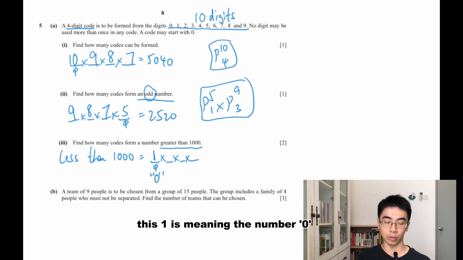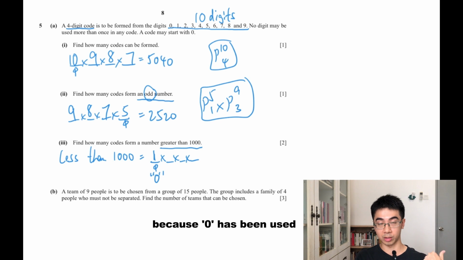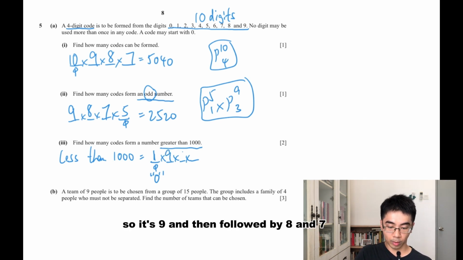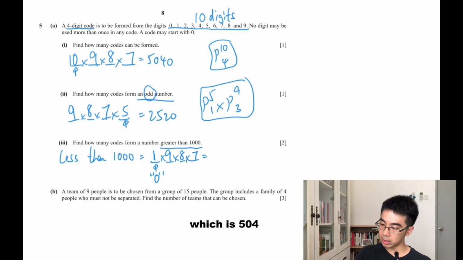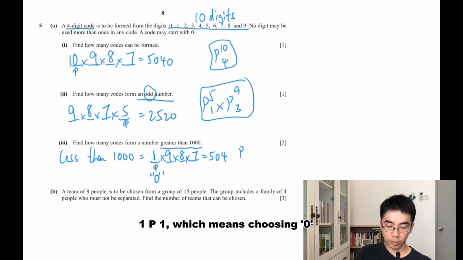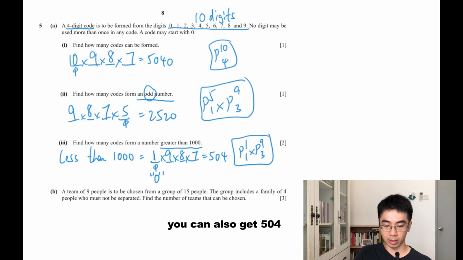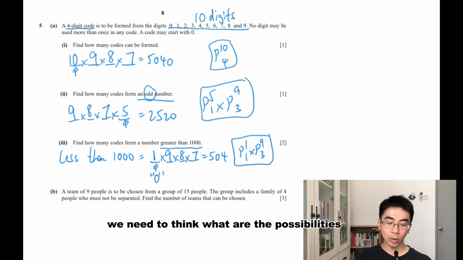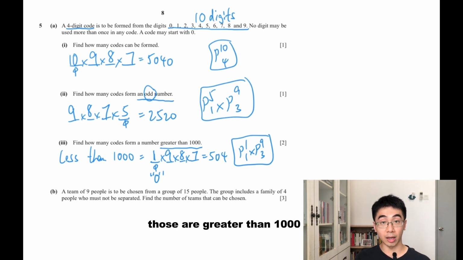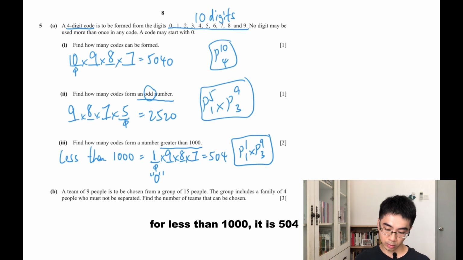This one is meaning the 0. Once we put the first one as 0, the remaining we have 9 digits because the 0 has been used. So it's 9, followed by 8 and 7, which gives 504. You can also calculate this by 1P1, which means 0 in the first digit, times 9P3. It's still the same, and you get 504. But that's not the end. We need to think about what is greater than 1000. For less than 1000 it is 504.